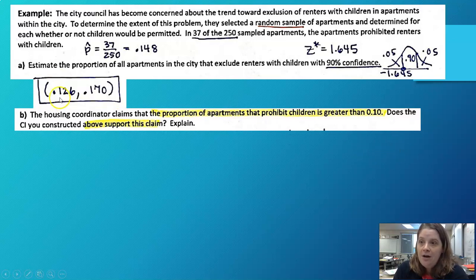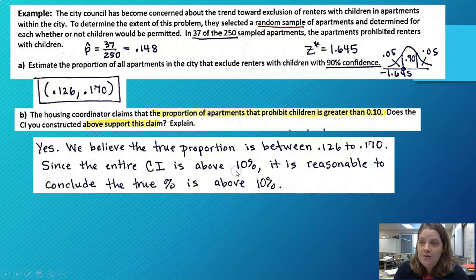All right, so the confidence interval was 0.126 to 0.170. Does this help us say that we think it's greater than 10%? And I think so, because we believe that the true proportion is somewhere between about 13% to 17%. That entire confidence interval is bigger than 10%. So it's reasonable to conclude that the true percentage is also above 10%.